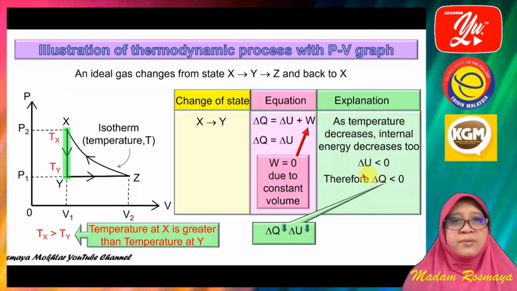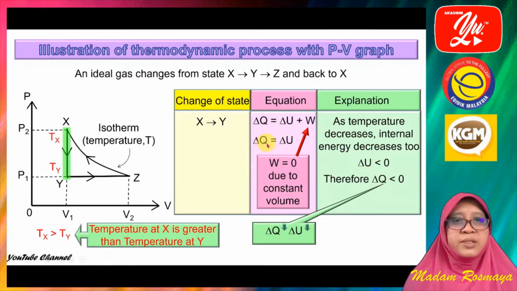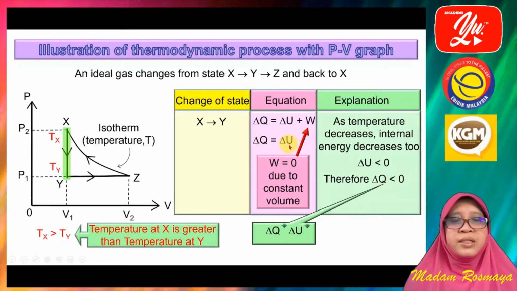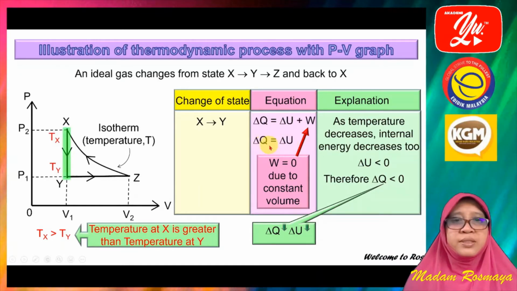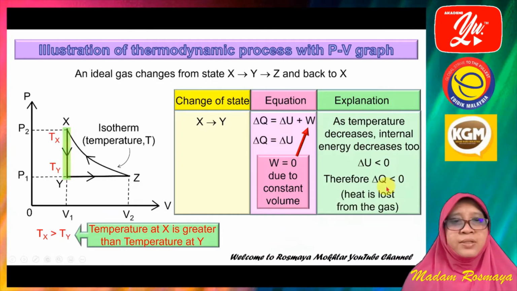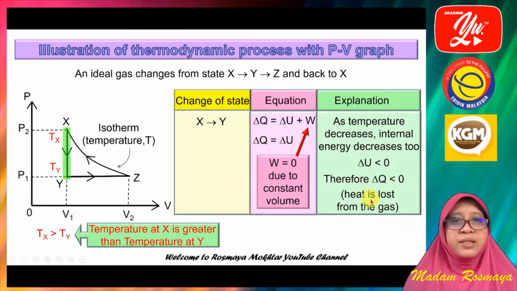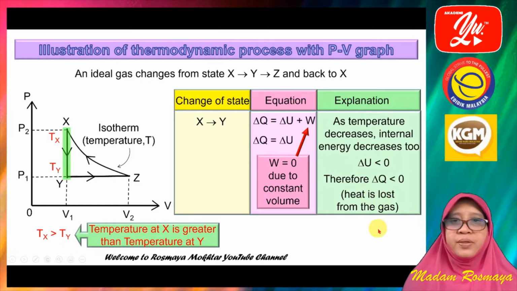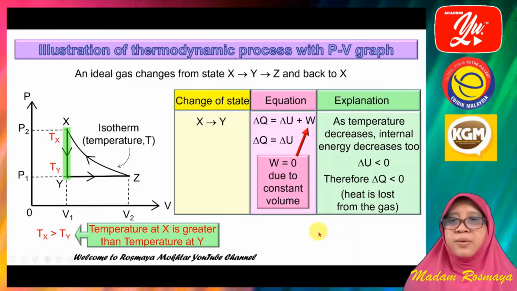Okay, then from the relationship here, if delta U decreases, delta Q also decreases. So delta Q is less than 0. This means heat is lost from the gas. Okay, next we discuss Y to Z.